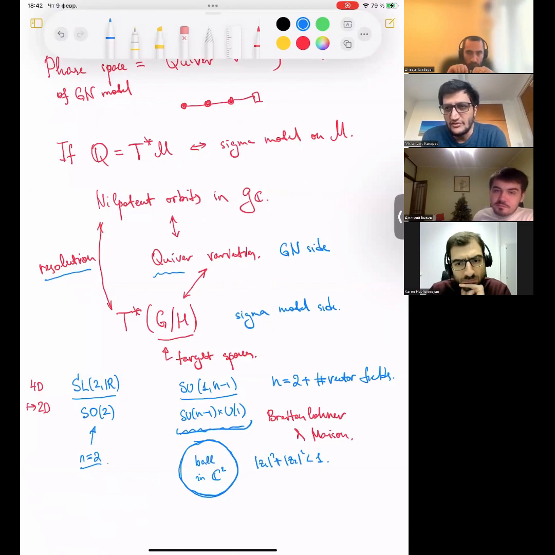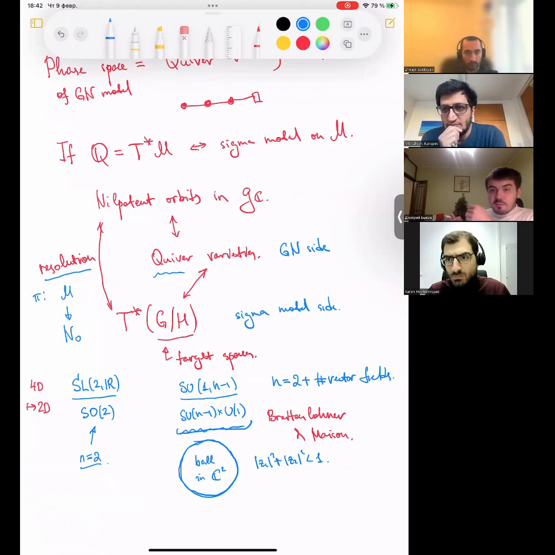Explicit solution for the constraint, or? No. Resolution means some non-singular variety. You have this nilpotent orbit, and then some non-singular variety with a map, some kind of projection, which outside of zero or outside of singularities is an isomorphism, but it replaces zero with some manifold. It's like the exceptional divisor of the resolution. In this case, it would be T star of G over H, which glues into the singularity.